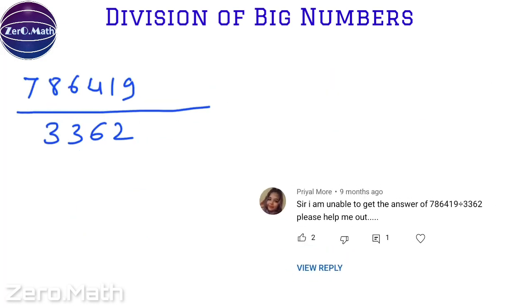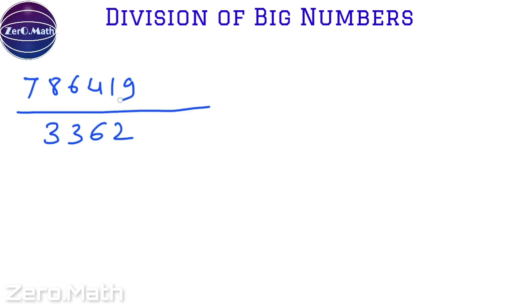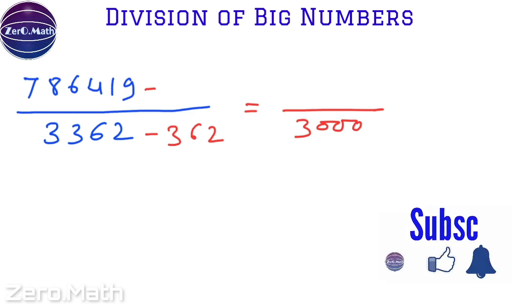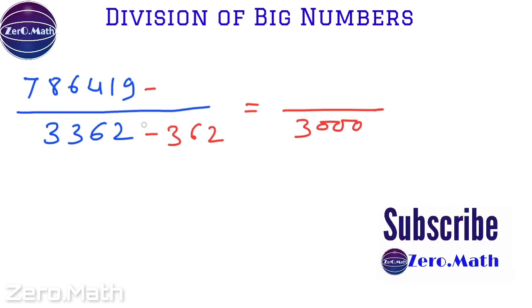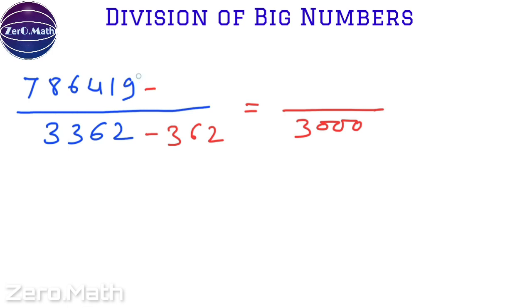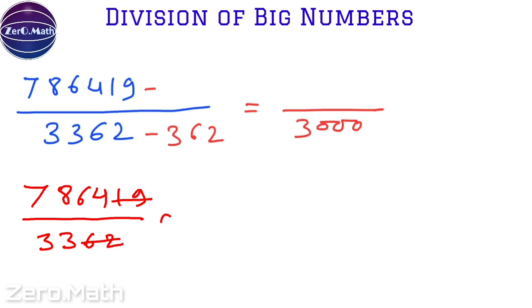Let's solve this sum posted by user Priyal More. Let's divide this big number 786419 by 3362. The first step is to simplify the denominator. We'll subtract 362 from the denominator, so that we'll get 3000, which is a simplified form. Division by 3000 is always easy. Now the question is what we should subtract from the numerator. To find it out, we'll find the approximate unit value. Since this number is quite big, we will remove the 2 digits from the right-hand side from the numerator as well as the denominator.